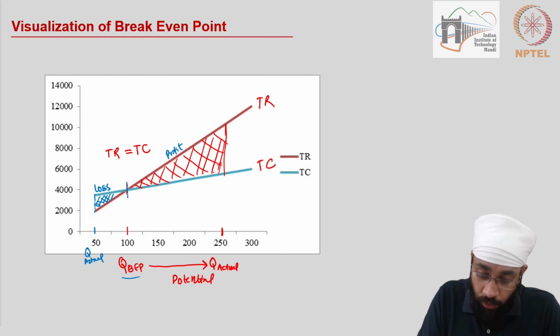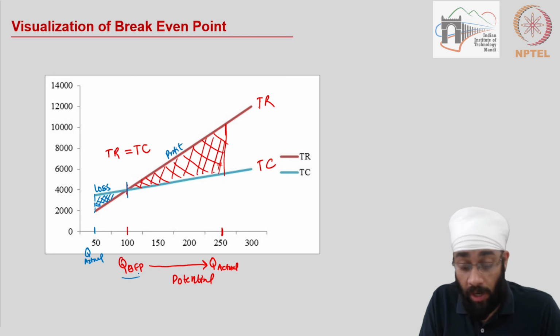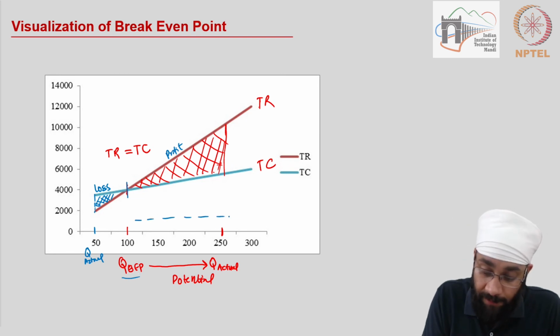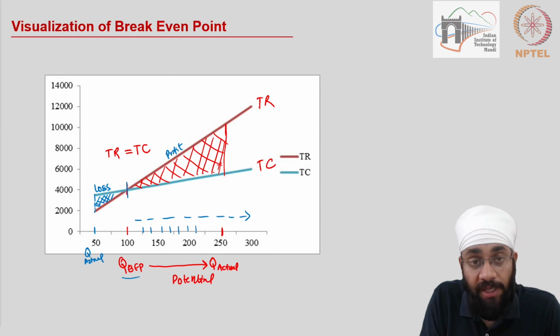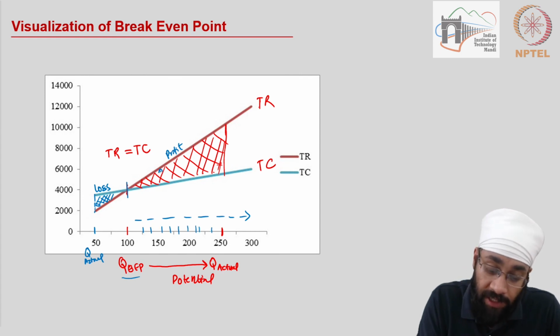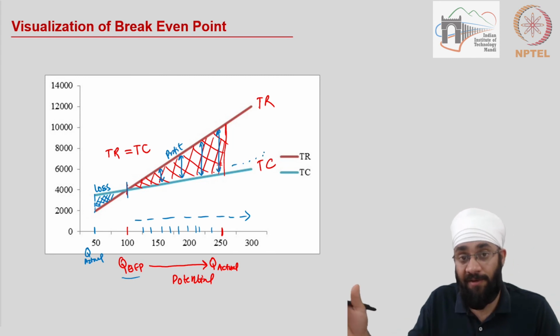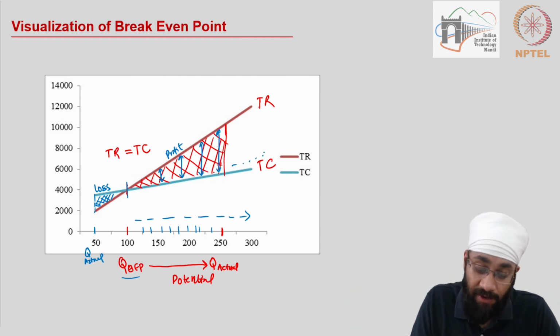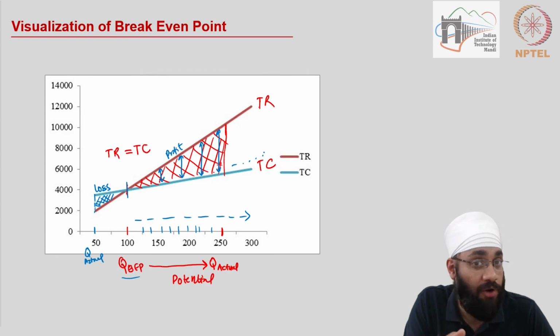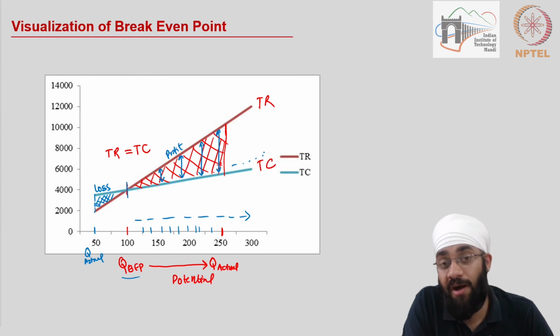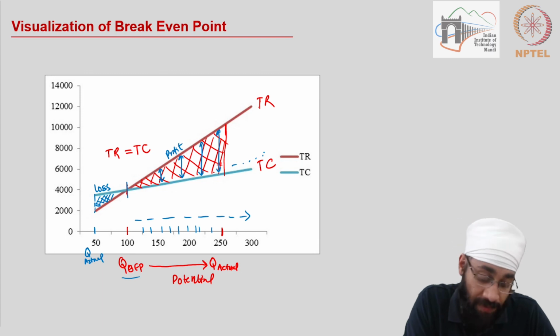The other thing that I want to point to is the higher up you are, with every new step that you take, with every quantity that you add, the profitability keeps increasing. See, the profitability keeps increasing. So you want to be as far on the right hand side of the break even point as much as possible. And the opposite is true for the loss region. You do not want to be far away. The farther you are, the higher losses you are making.